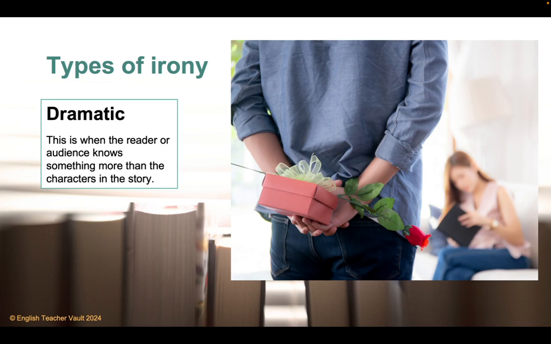Here you have a picture that shows you that. We have this guy with a rose and a box, and this girl who's just reading; she doesn't know what's going to happen. We know something that she doesn't know because of the viewpoint of this picture. And it's the same thing with literature. The author has given us a viewpoint. He's given us a peek into something that's going on that the characters don't yet know.